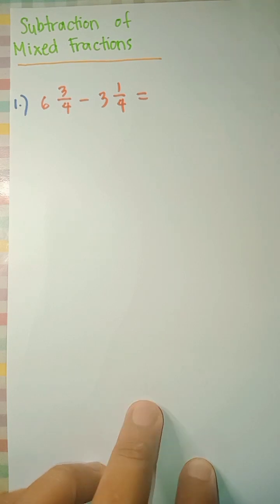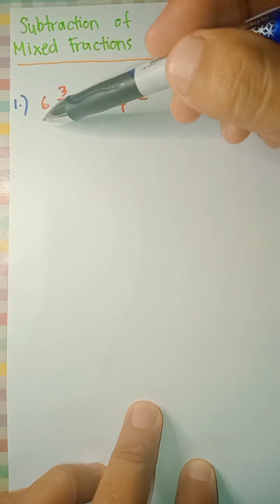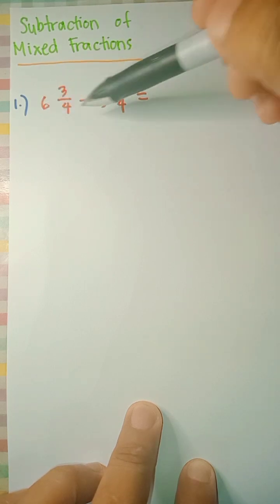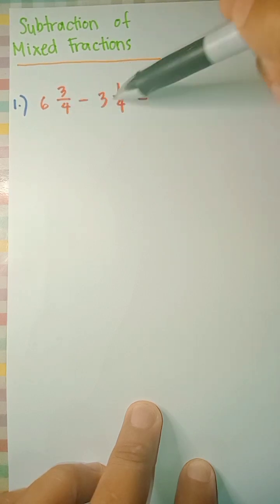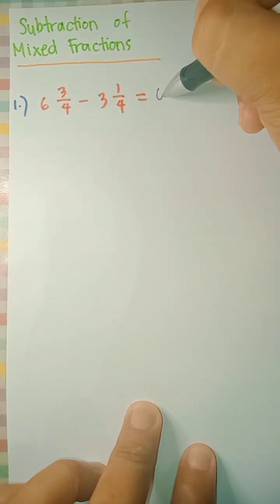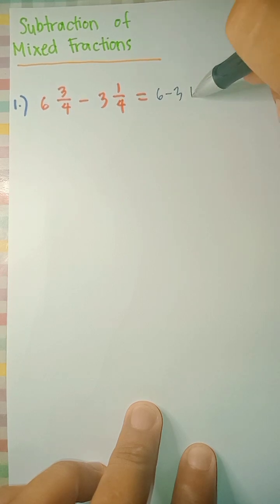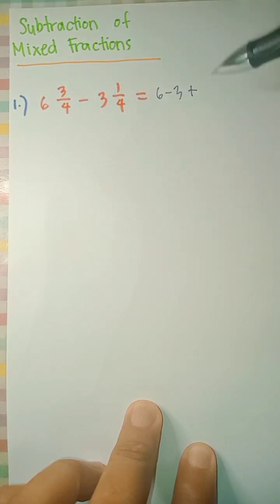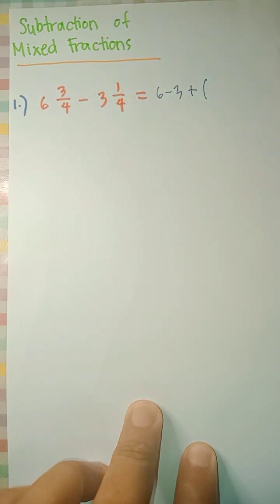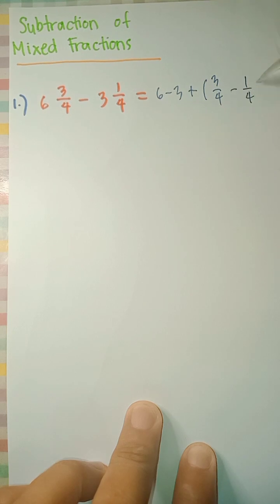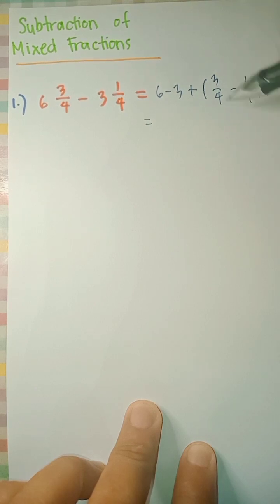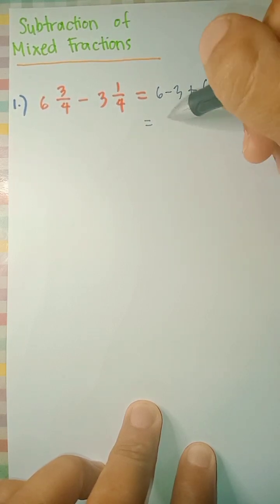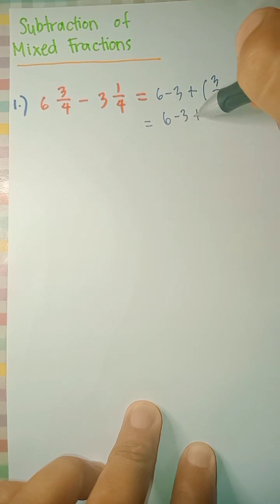So the first method is to find the difference between these two whole numbers, 6 and 3. Then their difference is added to the difference of the proper fractions. So 6 minus 3, then plus the difference of these two proper fractions, 3 fourths minus 1 fourth. Now, let's find the difference of these two proper fractions. So first, we copy this 6 minus 3, then plus.